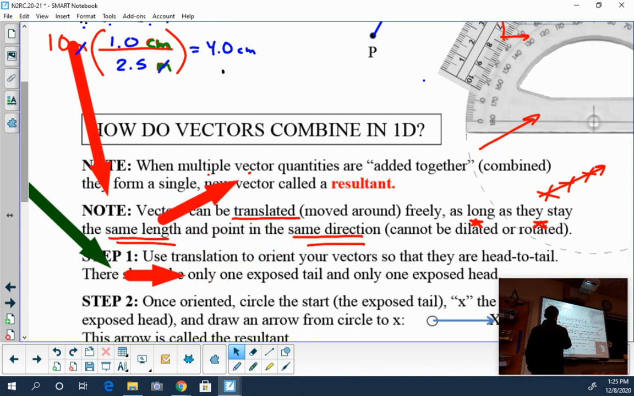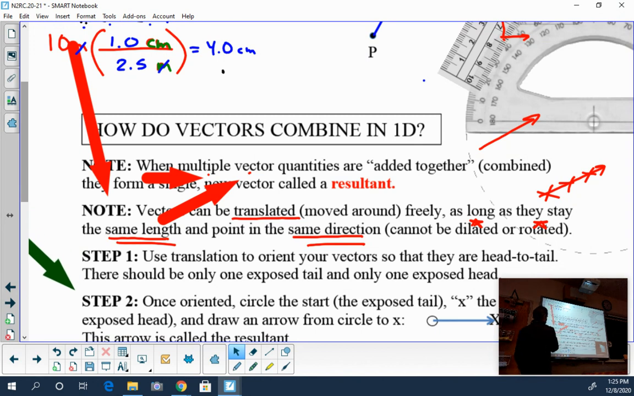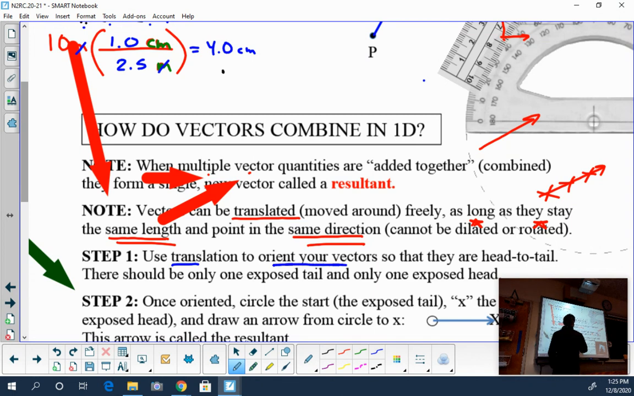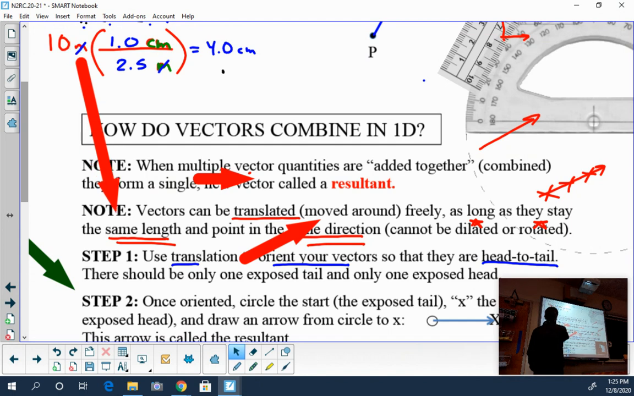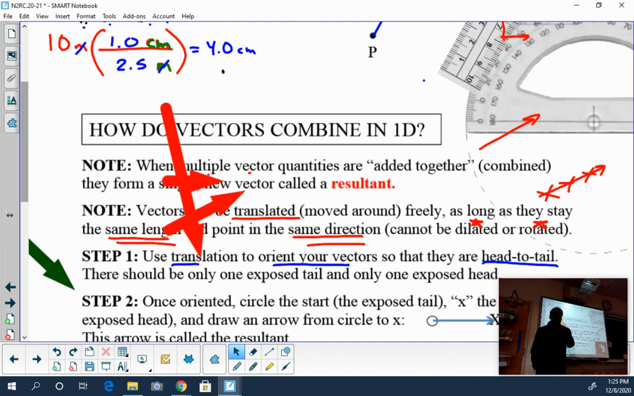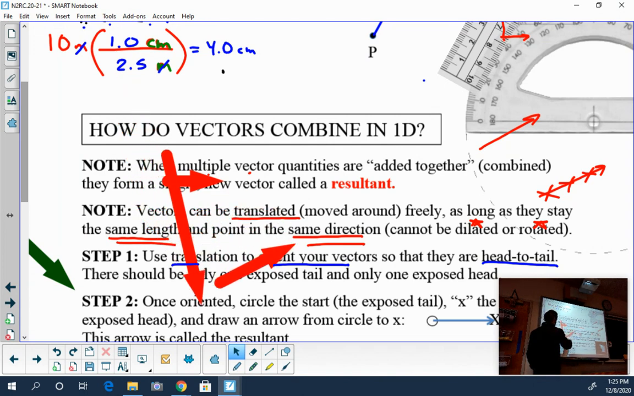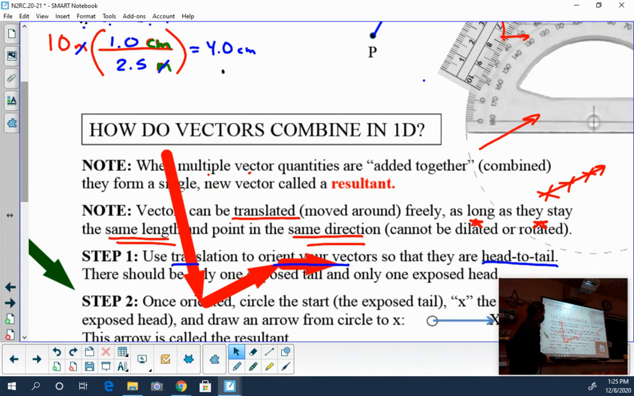Okay, so let's go over here. Step 1, use translation to orient your vectors so that they're head to tail. Okay, let's take these three. All right, right now, are these head to tail? No, the head of one must touch the tail of another. So the head is here, the tail is here. Let's bring it over here. Now that's head to tail. Sometimes call that tip to tail. Now this one, orient this one. So it's tip to tail. Cool. Now those are head to tail or tip to tail.